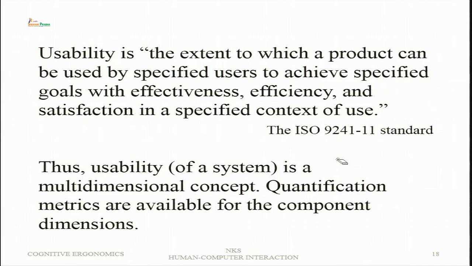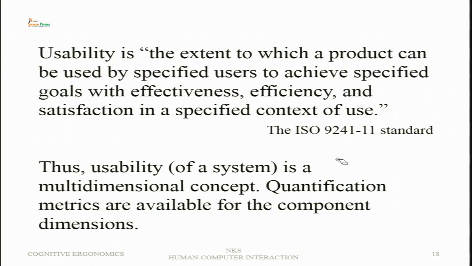Thus, usability of a system is a multidimensional concept, multidimensional in terms of the effectiveness, efficiency, and satisfaction. So basically these are the three components of usability. If a system will lead to effective task performance and efficient task performance and provide satisfaction, then it has usability to me. Quantification metrics are available for the component dimensions. So all these dimensions can be measured, based on which the overall usability of the system can be measured.